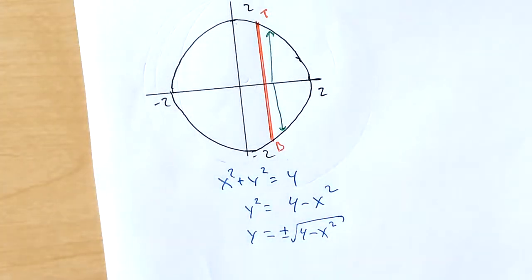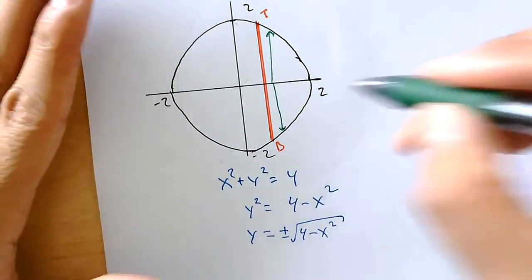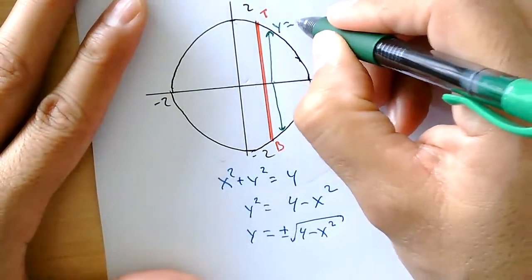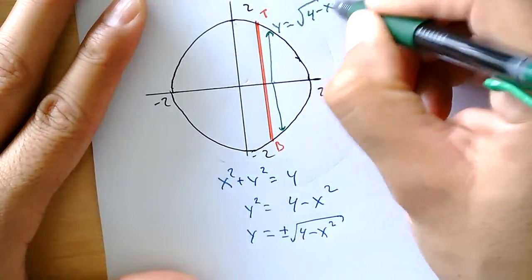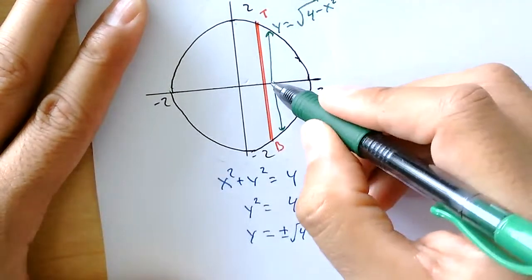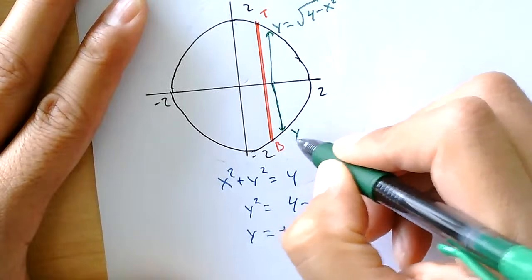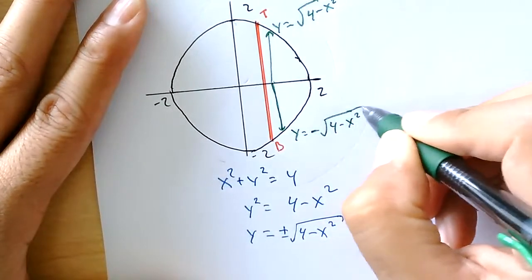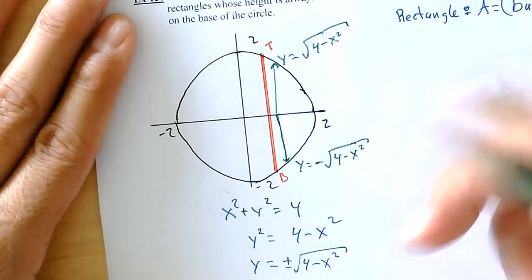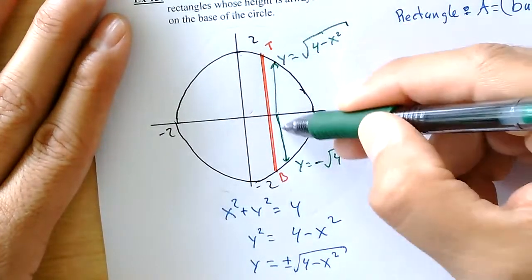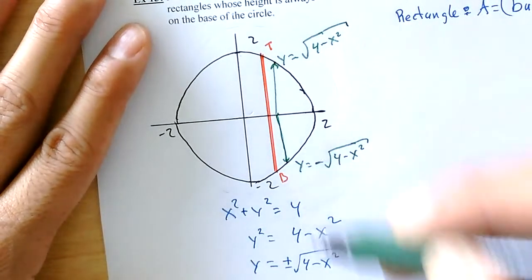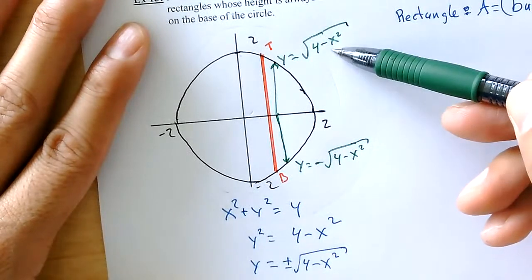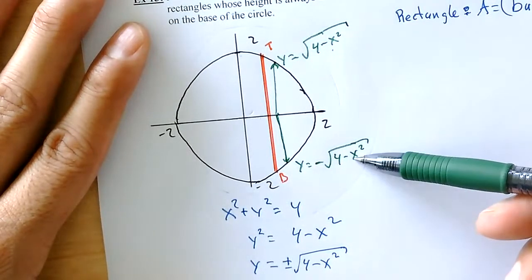So the distance from here to here is y equal to the positive square root of 4 minus x squared. And from here to here is y equal to the negative square root of 4 minus x squared. So you have the positive one going up and the negative one going down. When we ask you to find the base, I have to subtract that one minus that one.